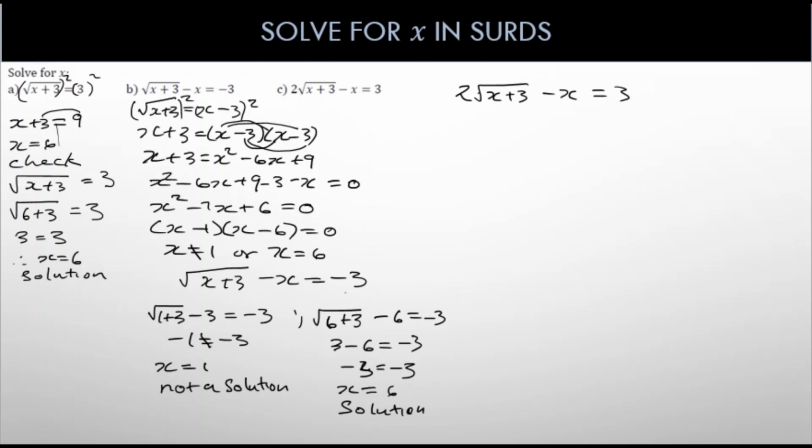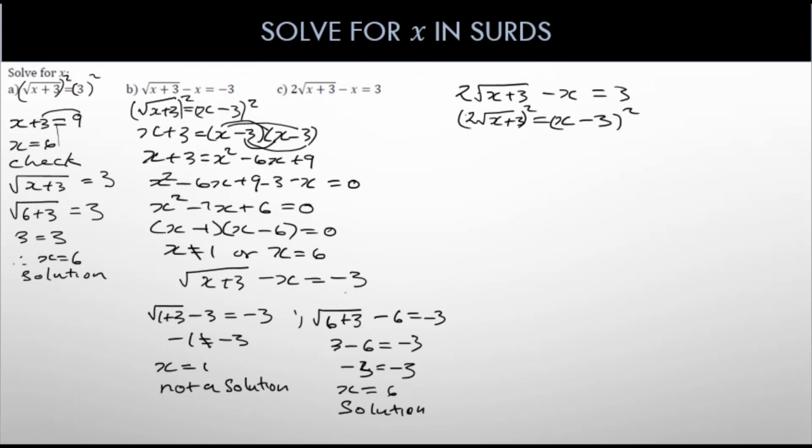First of all, we have to fix the fact that the root is not on its own, so we are going to take x to the other side. So 2 root x plus 3 is equal to x minus 3. And some people would divide by 2, but for me it's complicating things. So what I would do is square both sides here.